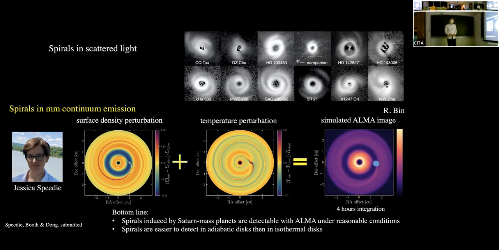She found spirals induced by giant planets are supposed to be detectable using ALMA under reasonable conditions. So we're talking about up to 10 hours of integration time. Therefore, in principle, the millimeter images of those systems, if the spirals are produced by planets, are supposed to show millimeter spirals. And then she found spirals in adiabatic disks are more prominent than the ones in isothermal disks for a very simple reason. Adiabatic disks give you an additional boost in temperature. So right now, Jess is looking at the real ALMA observations to see whether theory agrees with data.